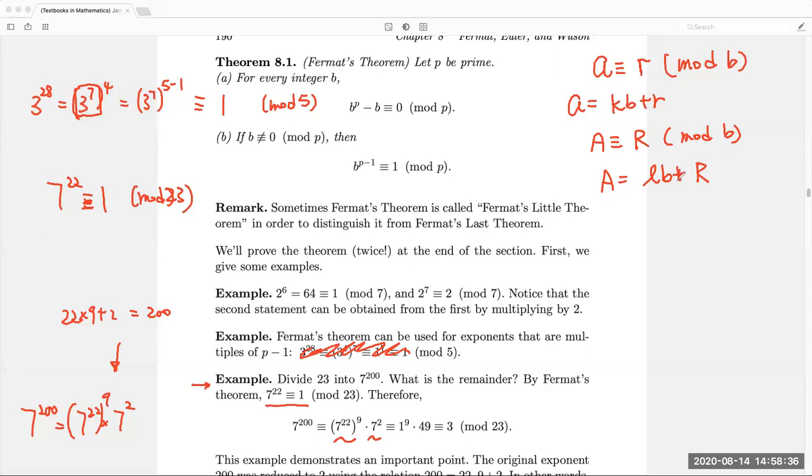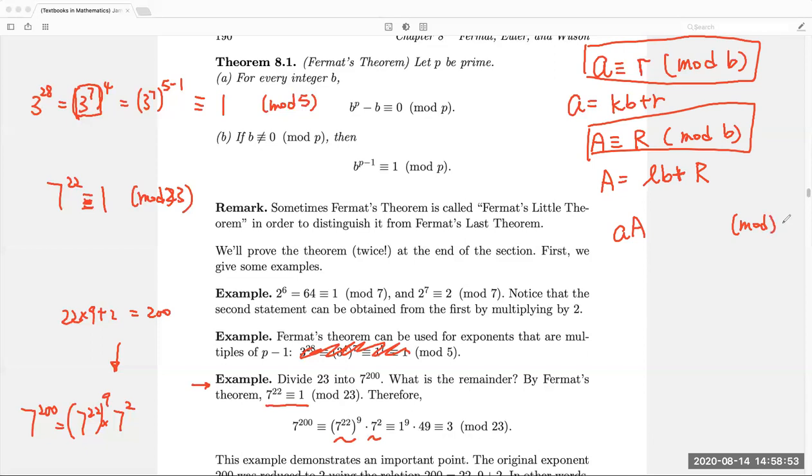Then, I think we can show that there's a very interesting theorem. So how about if we multiply these two together and then divide by b? What do you think? What is the remainder? Small r times big R. That's why it says here. So how can we show this one?